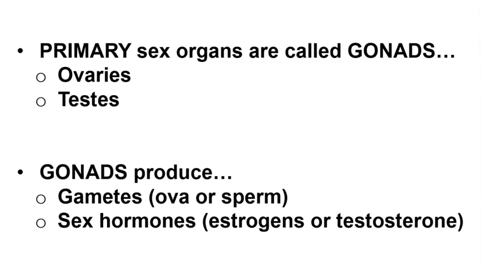Once matured, the gonads will then function to produce the gametes, which in females are called ova and in males are called sperm. The gonads also function in producing and secreting the typical adult levels of steroid sex hormones into the bloodstream. So for females, this would be estrogens, for example, estradiol, and for males, this hormone would be testosterone.